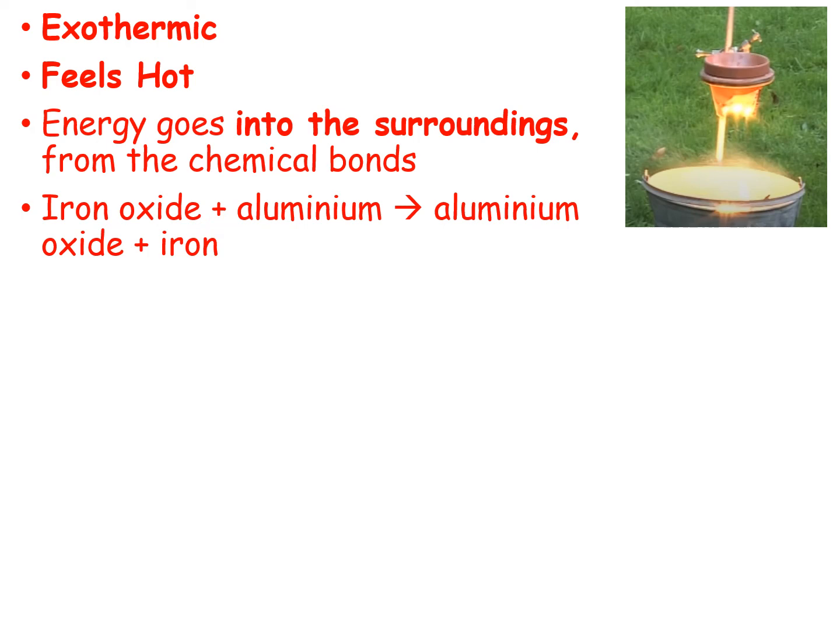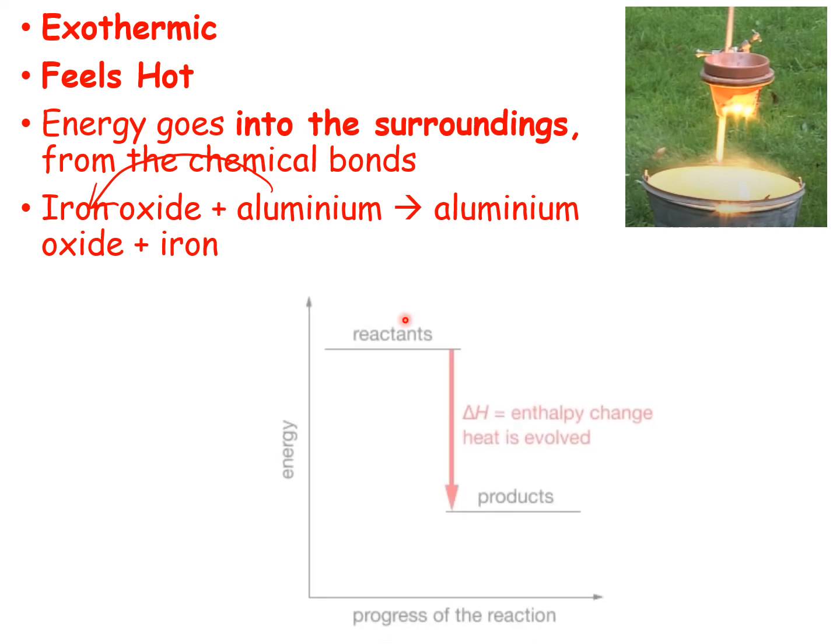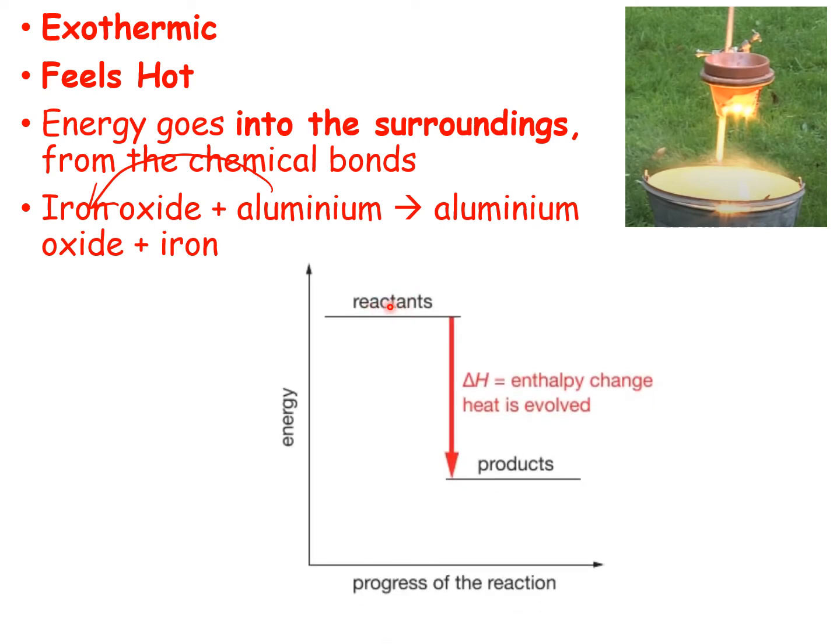And this is the reaction. This is iron oxide plus aluminium, which reacts to form aluminium oxide and iron. So you know this is a displacement reaction as well. Your aluminium displaces your iron because it's higher up in the reactivity series. Your energy level diagram, here it is. Your reactants are higher or have lots of chemical energy, and when they react, your products have low energy.